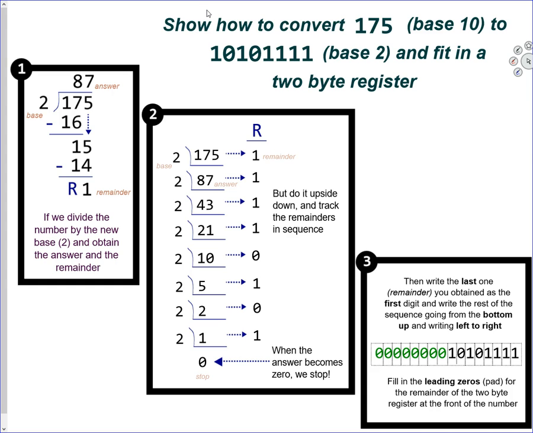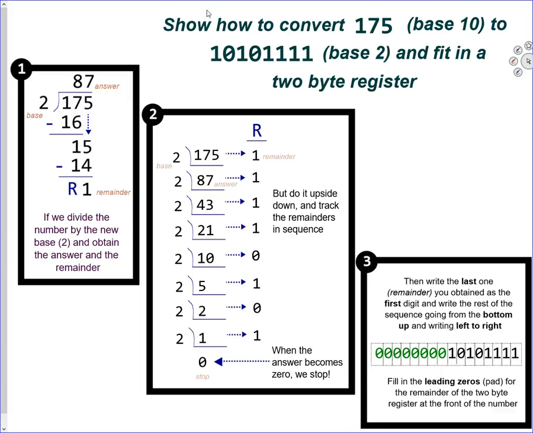Here's the process of converting numbers in our base 10 system into base 2 system. So from decimal to binary. You divide the number by 2, okay? And you get the answer and the remainder.